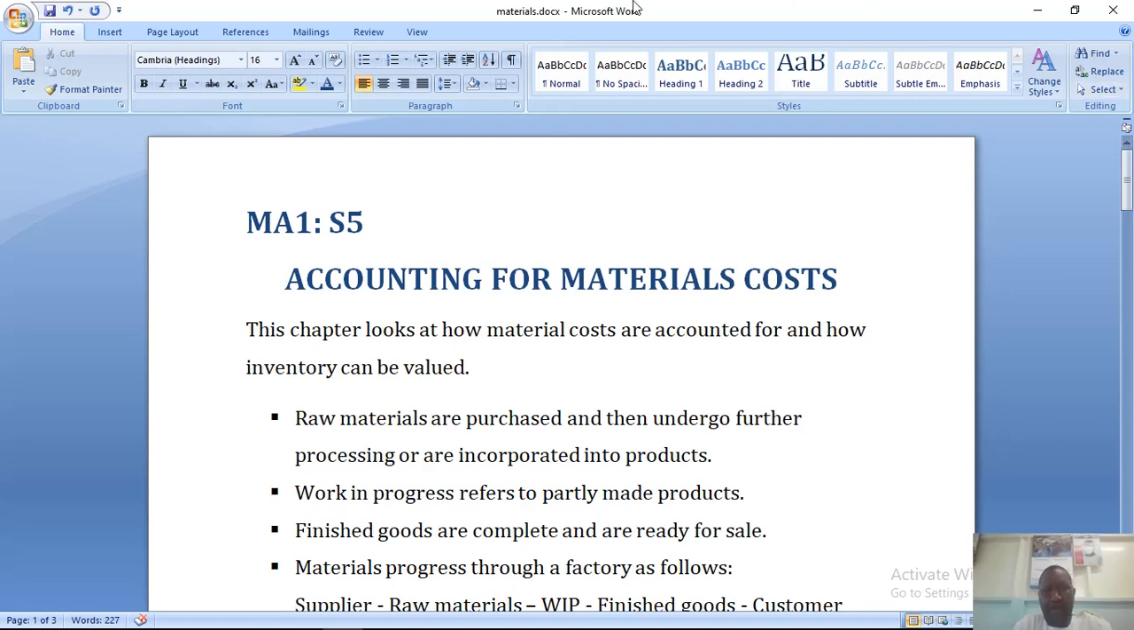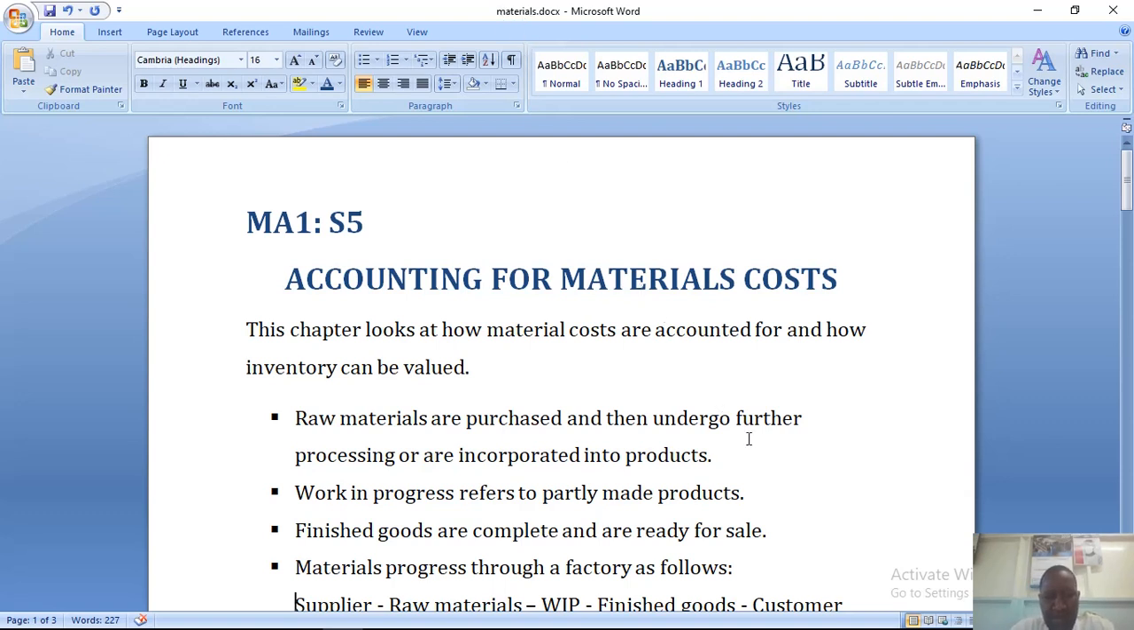Welcome to MA1 class. This is session number 5. We are looking at accounting for material costs. In this chapter, we look at how material costs are accounted for and how inventory can be valued.